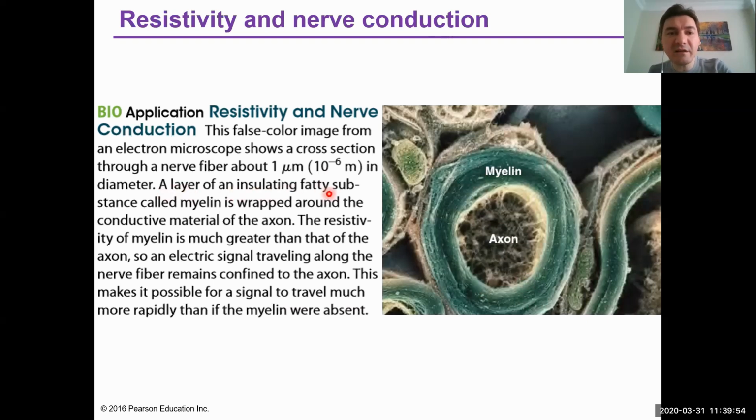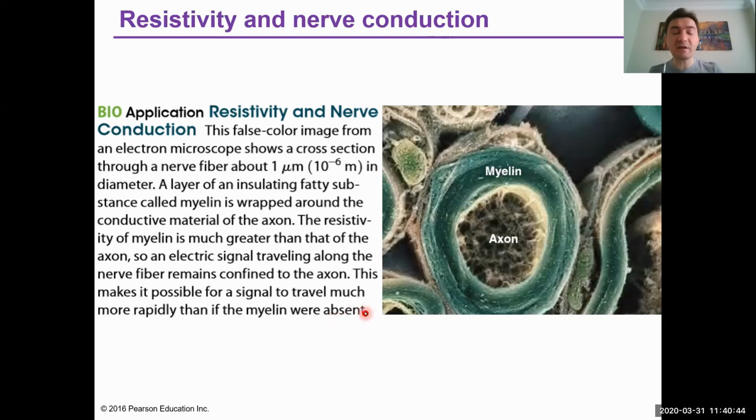A layer of an insulating fatty substance. What was fatty? Okay, we have discussed this one during the last lecture. Yağlı bir doku in Turkish. A layer of an insulating fatty substance called myelin. Myelin is insulating material here. This is wrapped around the conductive material of the axon. Axon is conductive, this is insulating. The resistivity of myelin is much greater than that of the axon. So an electric signal traveling along the nerve fiber is confined to the axon. This makes it possible for a signal to travel much more rapidly than if the myelin were absent.